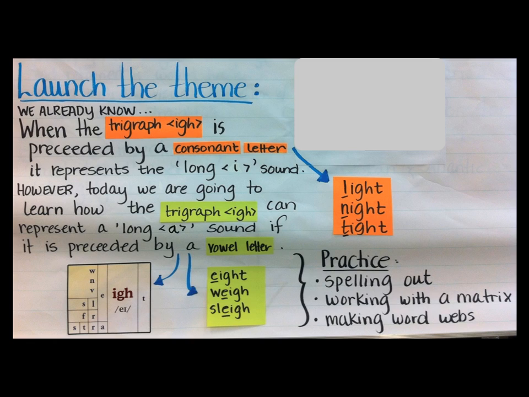To launch this theme, you could start out talking about what they already know. And hopefully they already know that when the trigraph IGH is preceded by a consonant letter, again, maybe going over consonants and vowels here is a good idea. Remember the vowel hand. It represents the long I sound. Some examples: light, night, and tight. However, today we're going to learn how the trigraph IGH can represent a long A sound if it is preceded by a vowel letter. There's another little matrix there that they can play with and build some of these words.